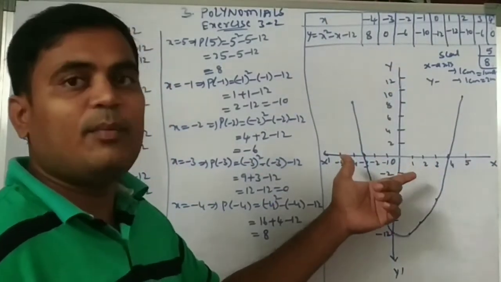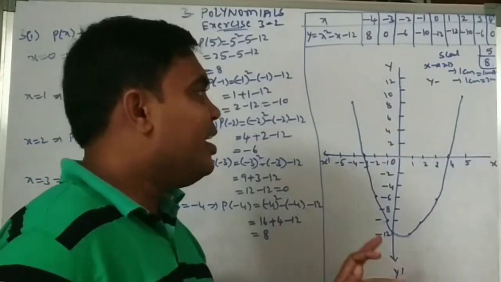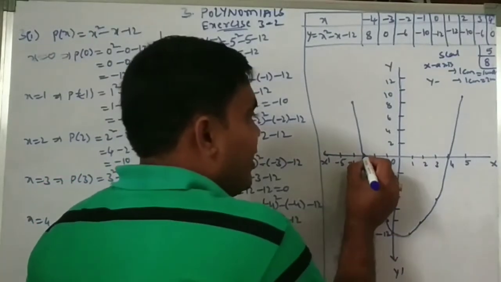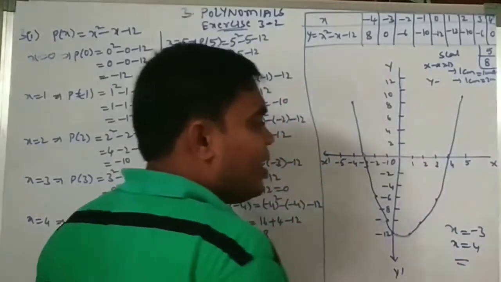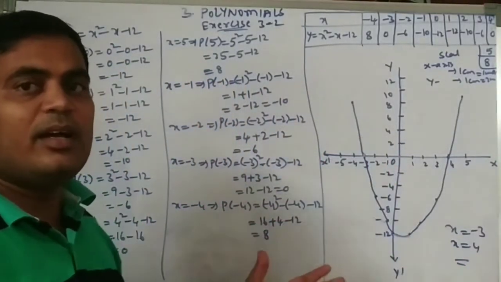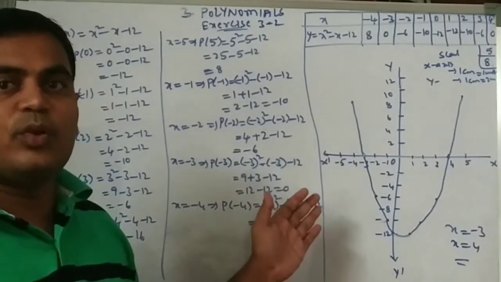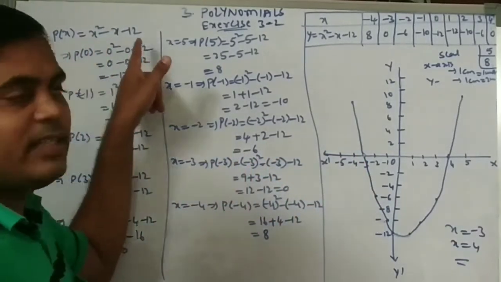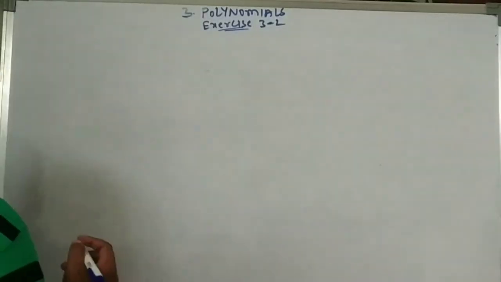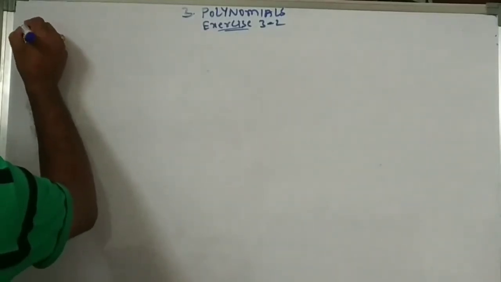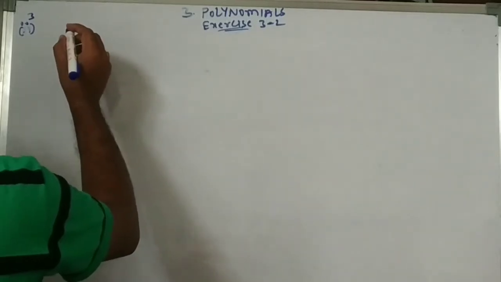It is called a parabola. So this parabola which is intersecting the x-axis at the points minus 3 and 4. So minus 3 and 4 are the zeros of the given polynomial. So this is the graphical solution of the equation x square minus x minus 12 equal to 0. Third question, second.